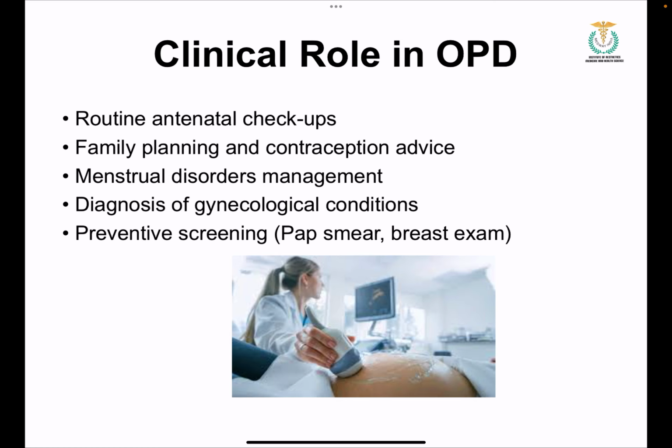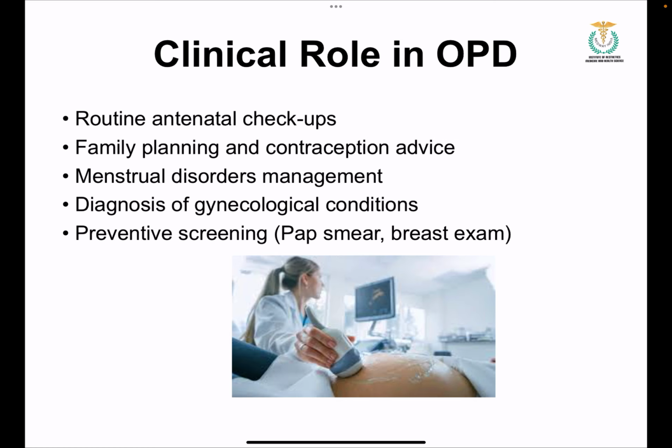Next is family planning and contraception advice: counseling women and couples about contraception, family planning, pills, IUCD, barrier methods, or sterilization. Next come menstrual problems: managing heavy bleeding, irregular cycles, amenorrhea, dysmenorrhea, menopause, and menorrhagia. Next are gynecological evaluations like pelvic examination, pelvic pain, abnormal discharge, and recurrent infections.